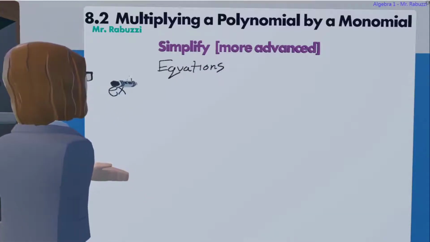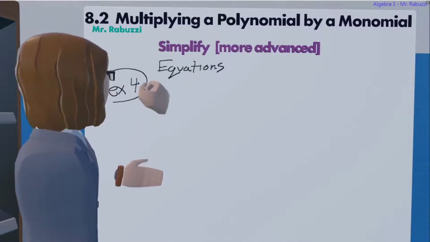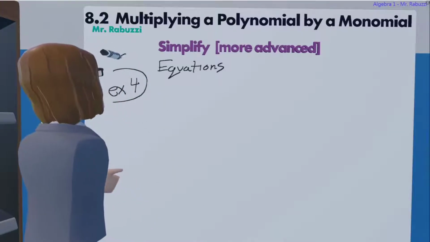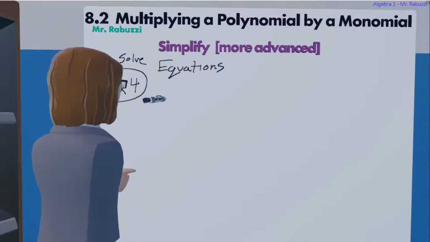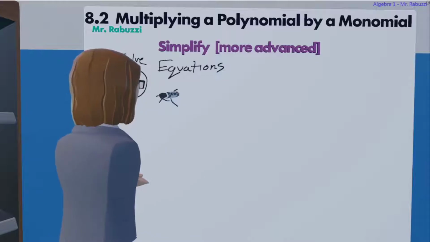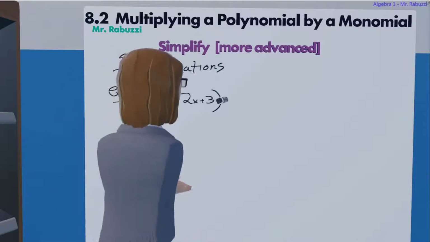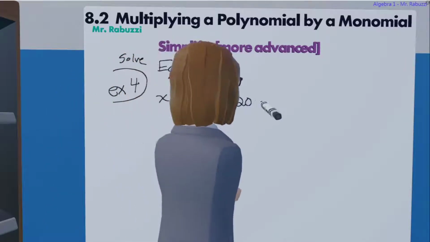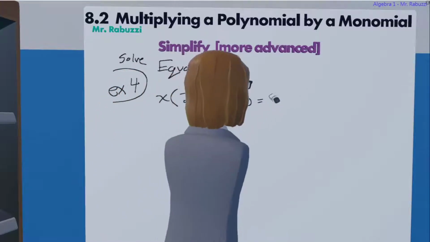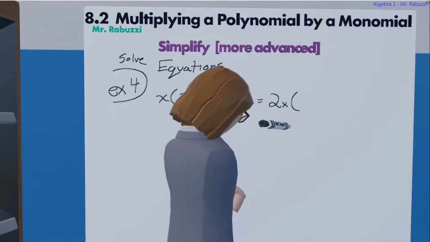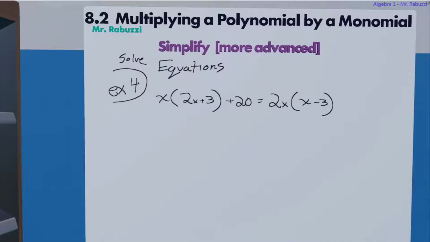So here's my example number 4. And what we're doing in this example, oops, dropped my pen, is we're going to solve equations with our new skills. So we've got x times 2x plus 3, okay, not too bad, plus 20. So the plus 20 is outside the parentheses. Then we've got an equal sign, so we've got an equation going. On the other side of the equal, we have 2x times x minus 3. Close the parentheses.